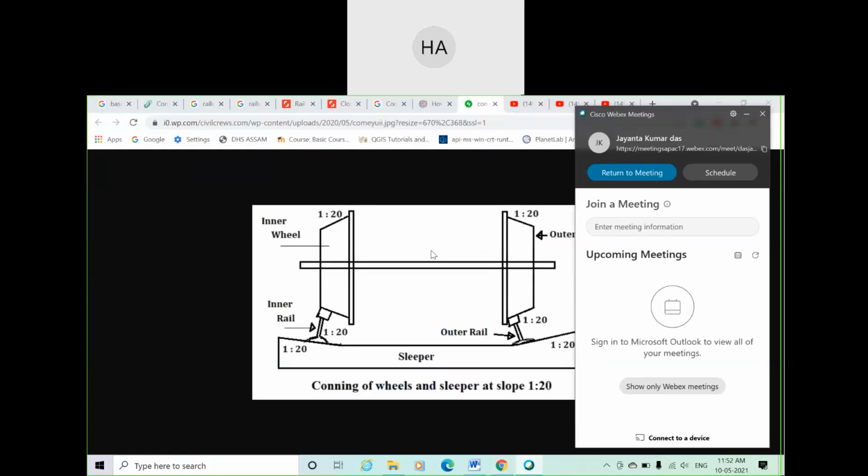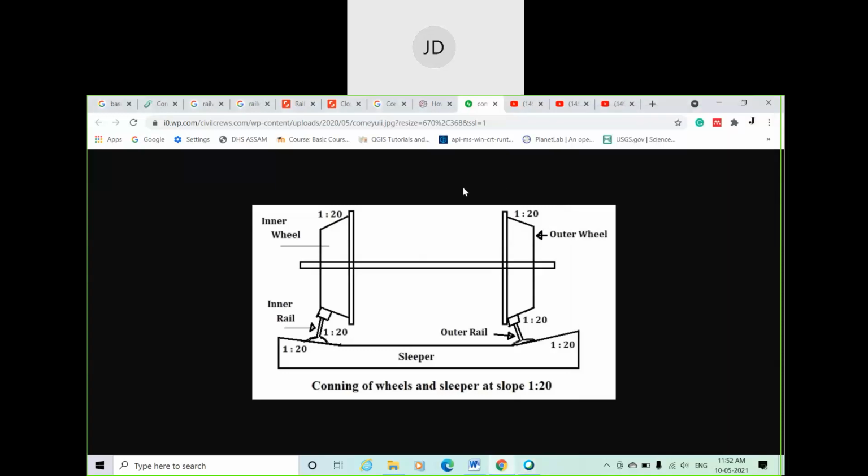Can you please explain this tilting of wheels again? Which one? The last topic. Tilting of wheels. I already told you. Can you see the screen? I am showing one line diagram. Can you see the screen? Yes. Again, I will repeat here.